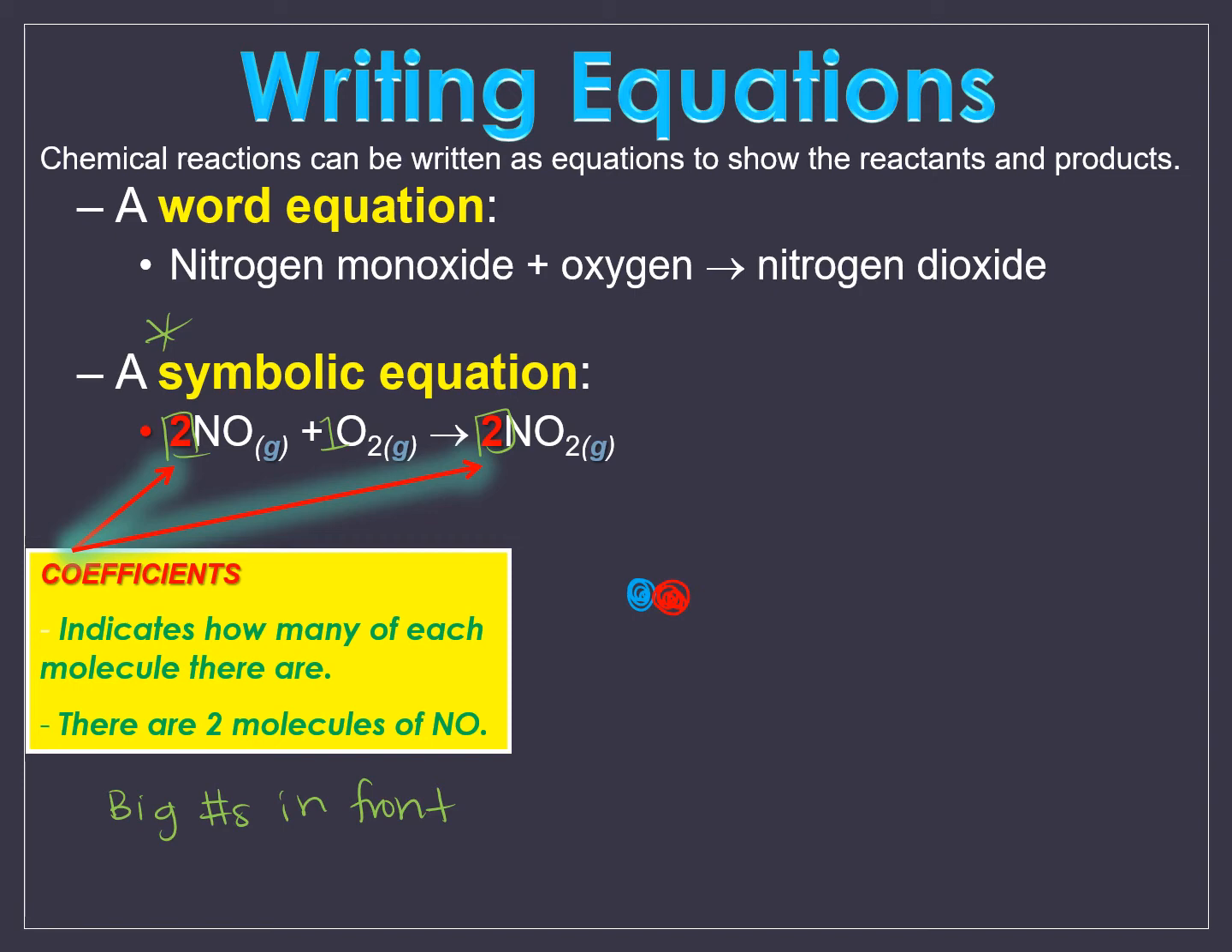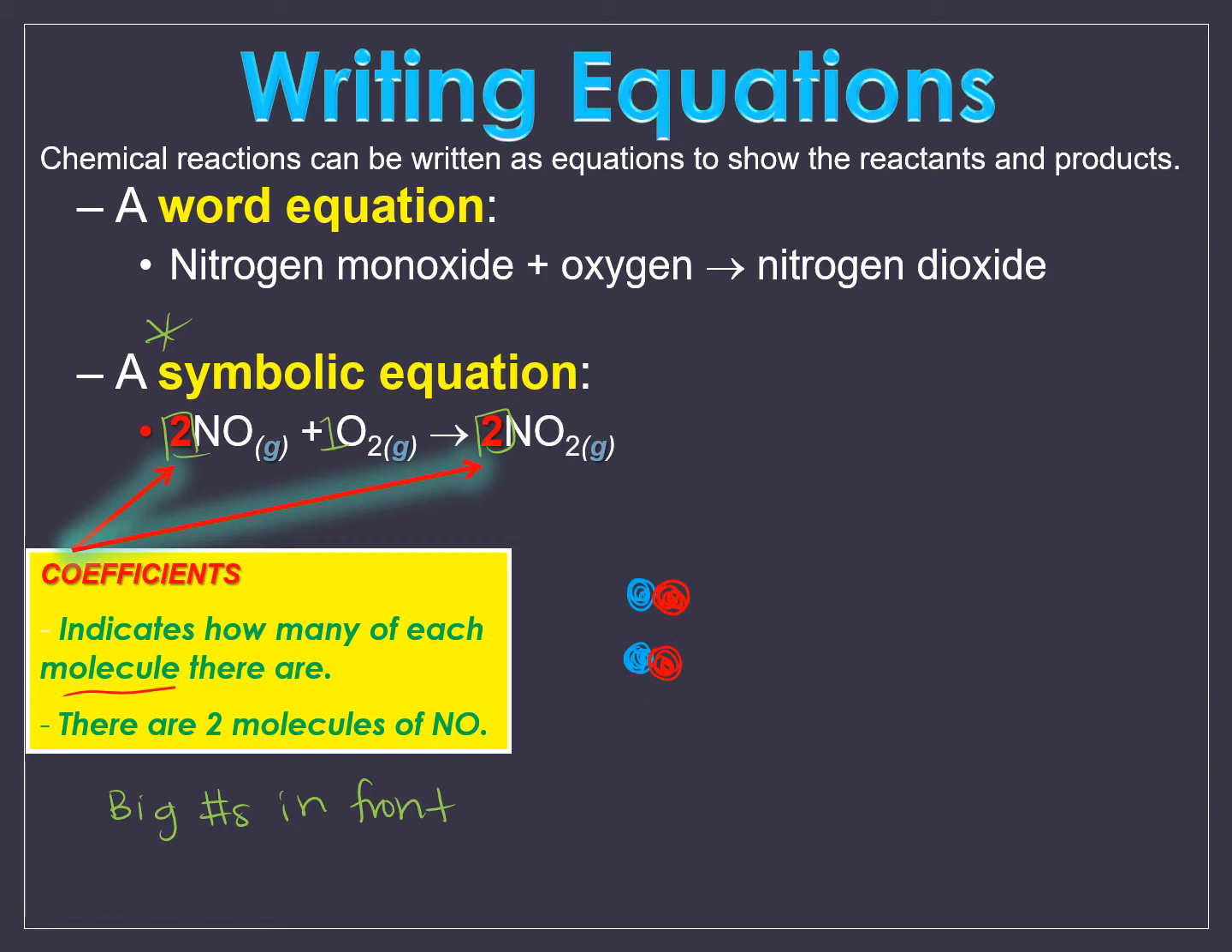Now, according to this coefficient in front, in order for this reaction to occur, I need 2 of these. So this big number in front tells me that I need to draw 2 of these nitrogen monoxides in order for this reaction to occur. So big numbers in front indicate how many of each molecule there are.